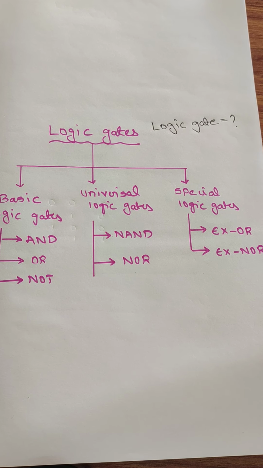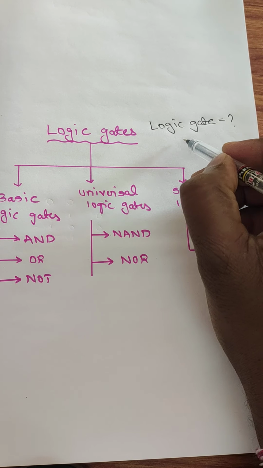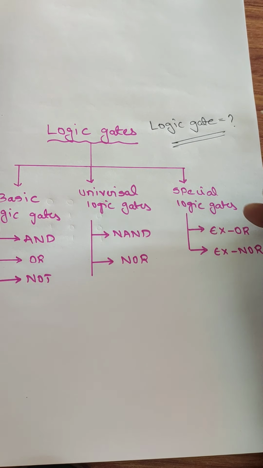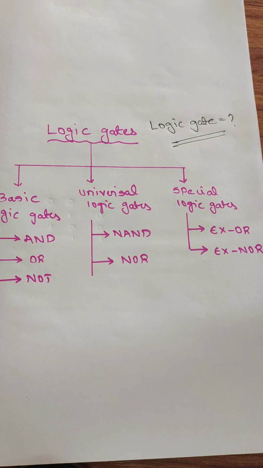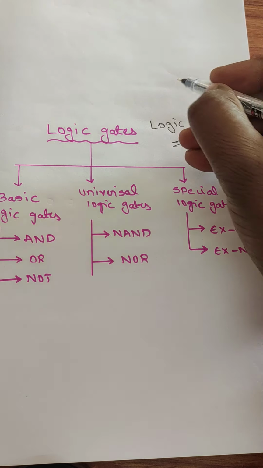So first of all, what is a logic gate? A digital circuit with one or more input signals but only one output signal is called a logic gate.